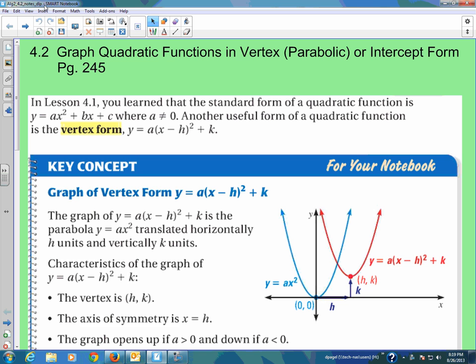They are useful for finding, for example, in the vertex form, thus the name, you can very easily find the coordinate for the vertex. And in the intercept form, you can very easily find the x-intercepts for a given parabola. So here is the vertex form: y equals a times the quantity x minus h squared plus k.